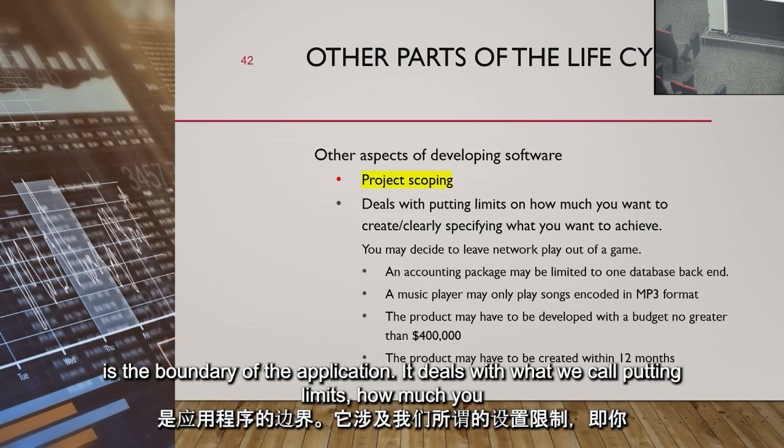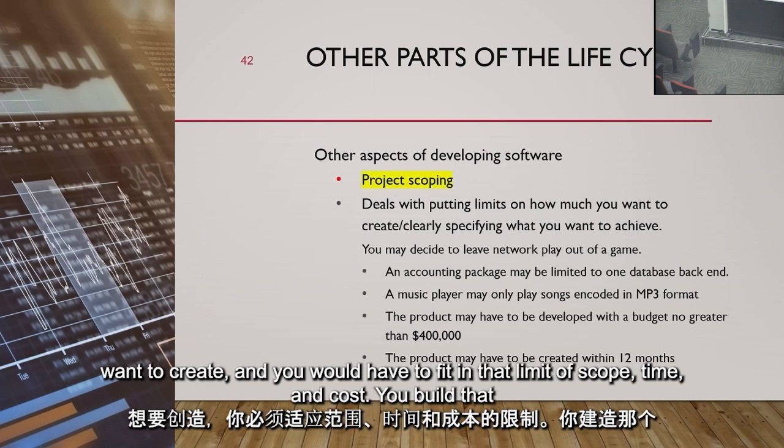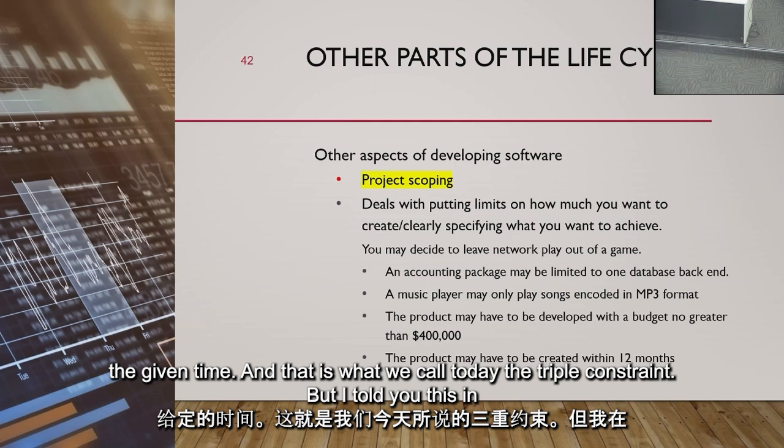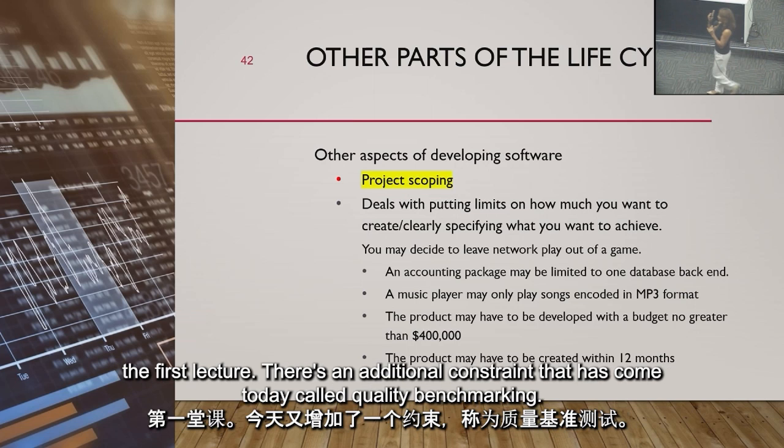It deals with what we call putting limits, how much you want to create, and you would have to fit in that limit of scope, time, and cost. You build that system based on that boundary, you spend only that amount of money, and you have to deliver within the given time. And that is what we call today the triple constraint. But I told you this in the first lecture. There's an additional constraint that has come today called quality benchmarking.